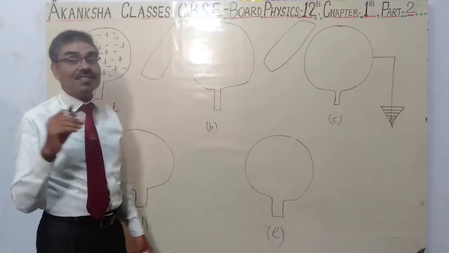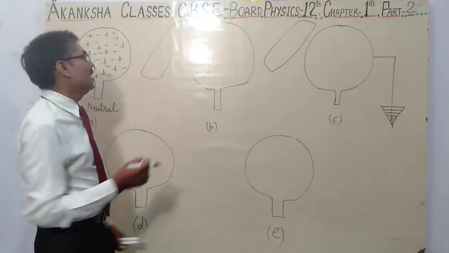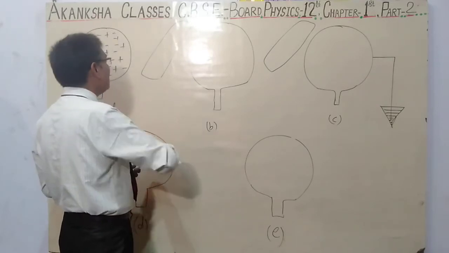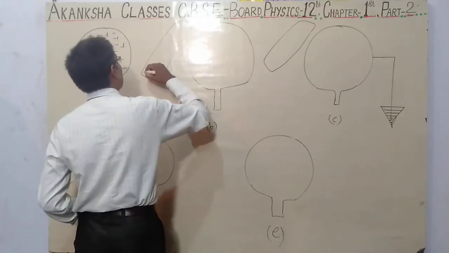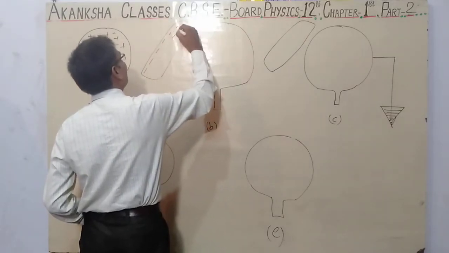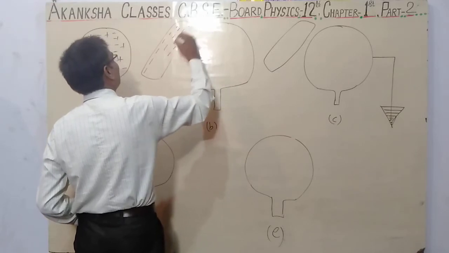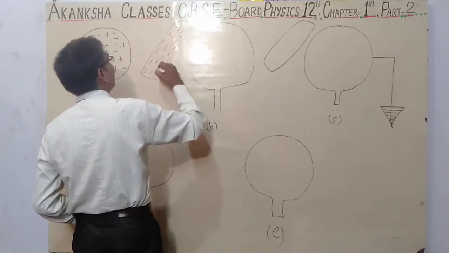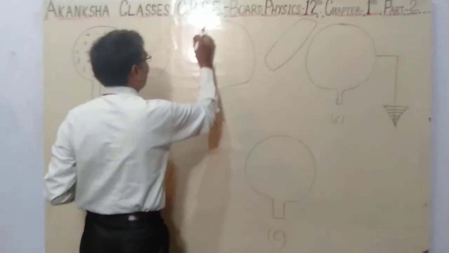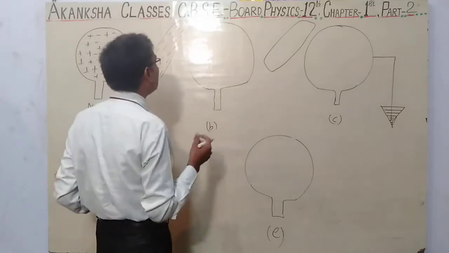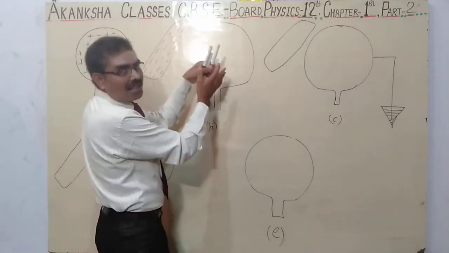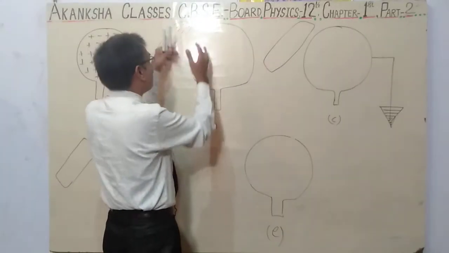Just imagine the situation, what will happen if we bring a negatively charged particle, which means minus negative. This is a negatively charged body. When this is brought near the metallic sphere in part B, what is going to happen now? Just imagine about the charges. What will happen with the charges?